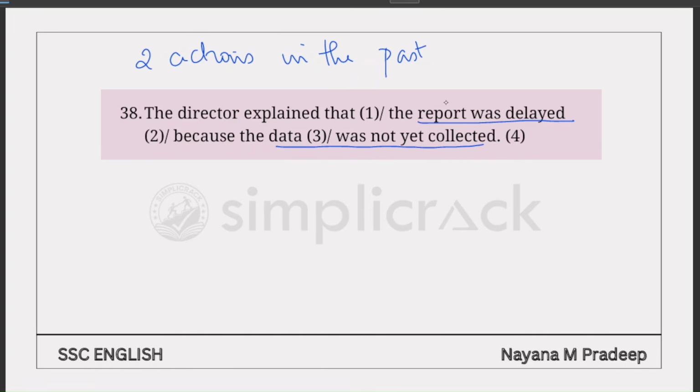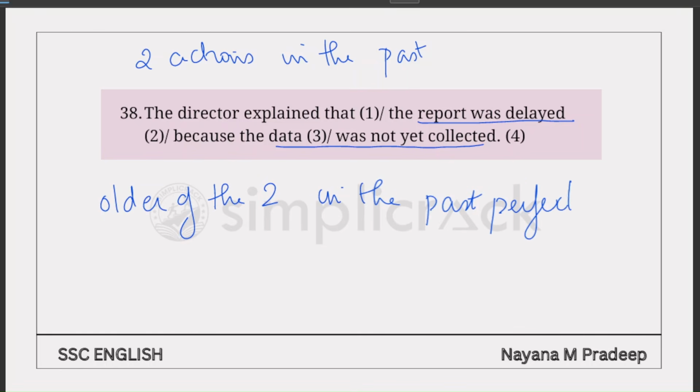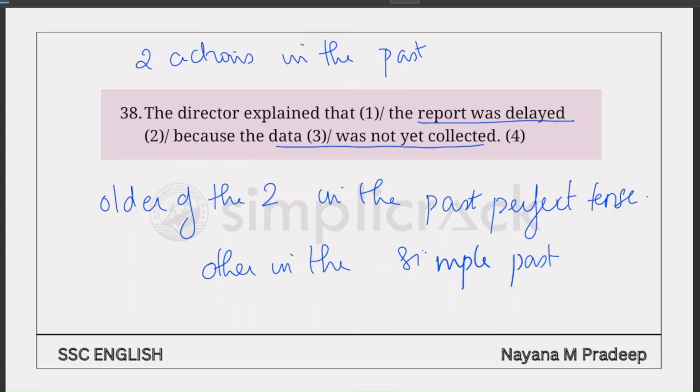So whenever you have a sentence that discusses two actions in the past, you have to write the older of the two situations in the past perfect tense, and the other one in the simple past tense. So when the sentence discusses two actions in the past, the older of the two actions has to be written in the past perfect tense, and the other one has to be written in the simple past tense.